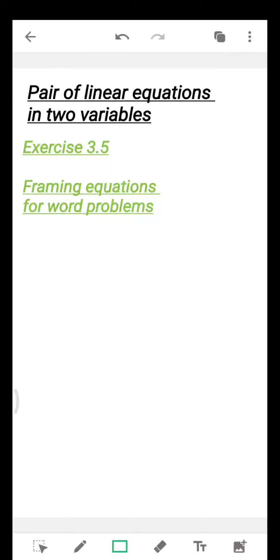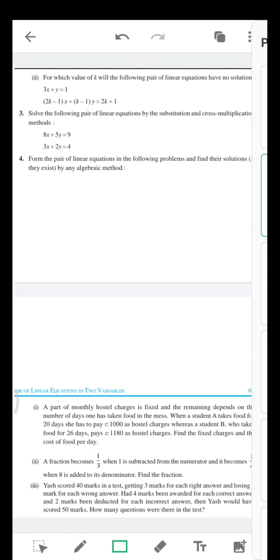Welcome back everyone. In today's session we are going to see exercise 3.5, some interesting word problems. So I'll take you to the exercise. This is our exercise 3.5.